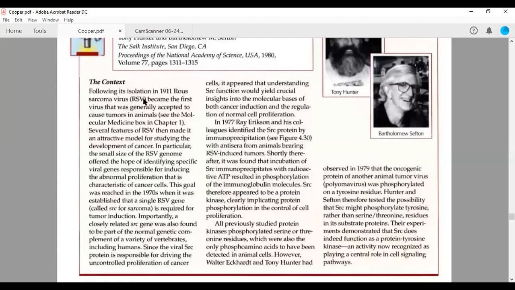Rous sarcoma virus was discovered in 1911, and it was known that it causes tumors in animals. Several features of Rous sarcoma virus then made it an attractive model for studying the development of cancer. With time, it became more and more popular.